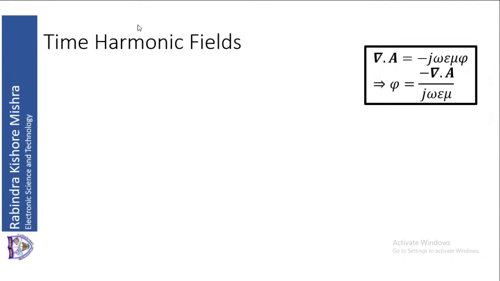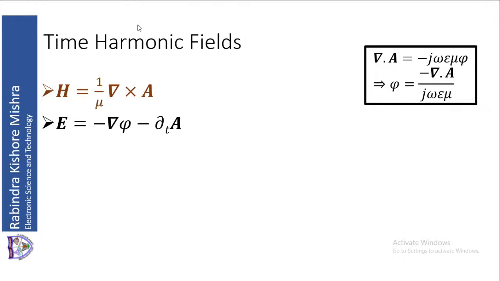Now let us come to the time harmonic field. We know divergence of A is equal to minus j omega epsilon mu phi. So phi is equal to minus divergence of A by j omega epsilon mu. This comes from that equation, simple algebraic manipulation. Then H is equal to 1 by mu curl of A. This we know because B is equal to mu H is equal to curl A.